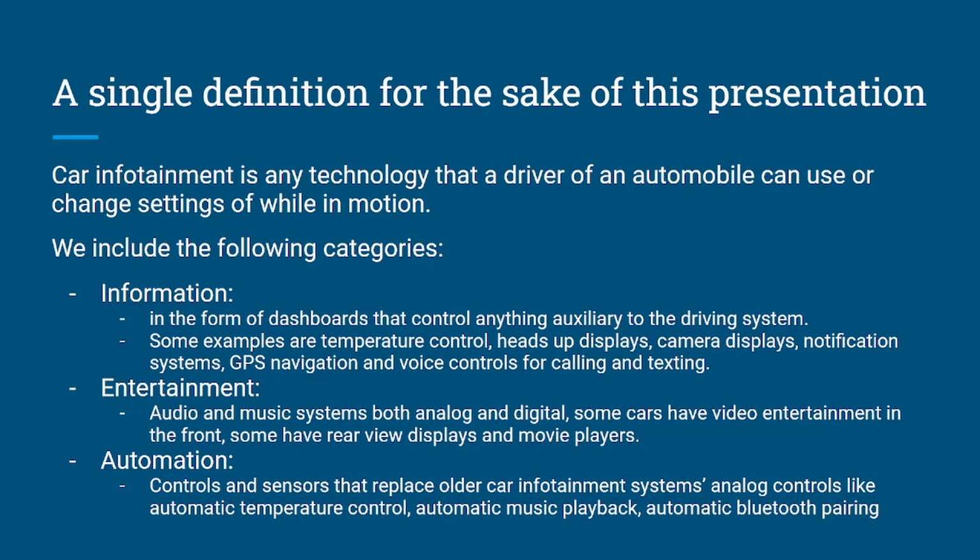Then we have the entertainment category where there's audio and music systems, and again, some of these can also be part of the information, where your audio system, buttons and knobs, or your digital displays are turning the notifications louder, vibrate, whatever, depending on what car you're in. But yes, this includes both analog and digital. So in older cars, there are buttons and knobs, and the new ones have digital displays.